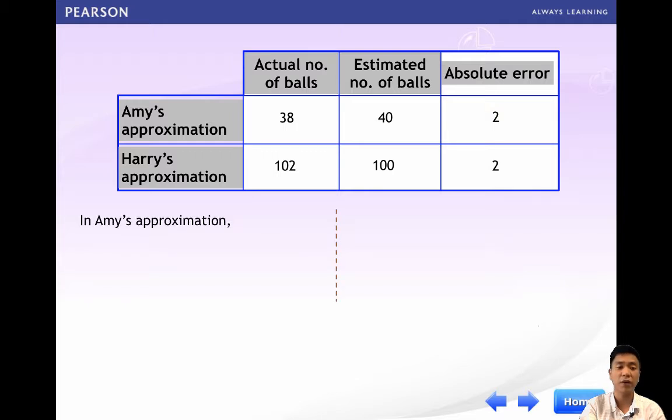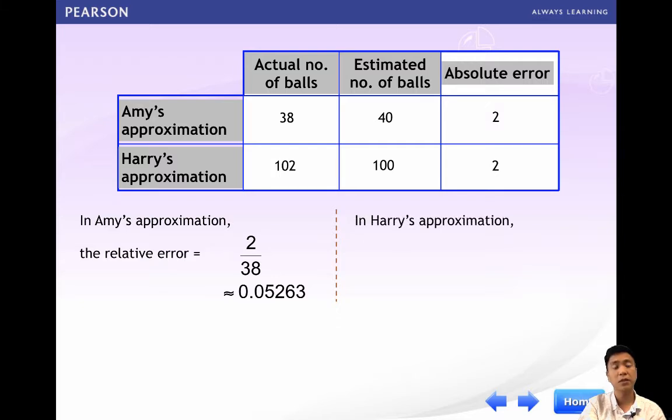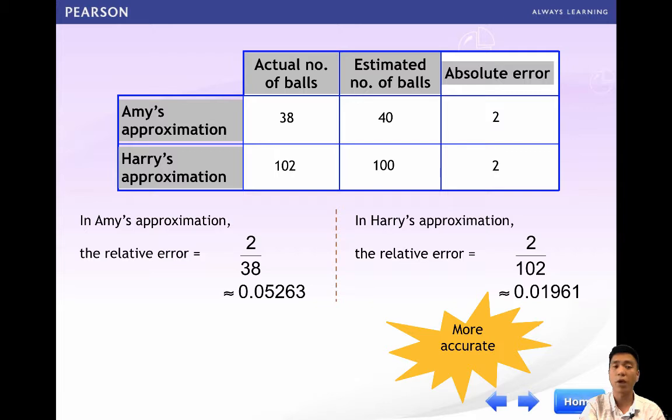Look at this example again. The relative error for Amy's approximation is 2 over 38, which is approximately 0.05. For Harry, the relative error is 2 over 102, which is approximately 0.019. So Harry's approximation is more accurate.